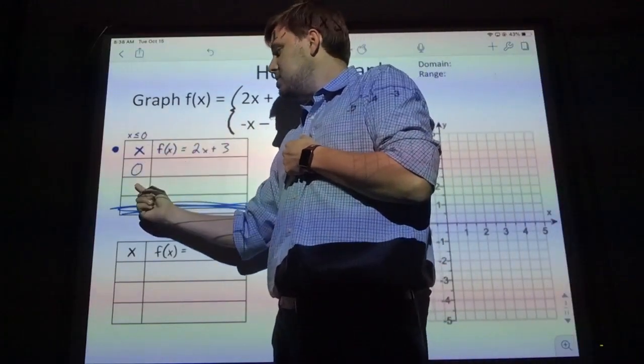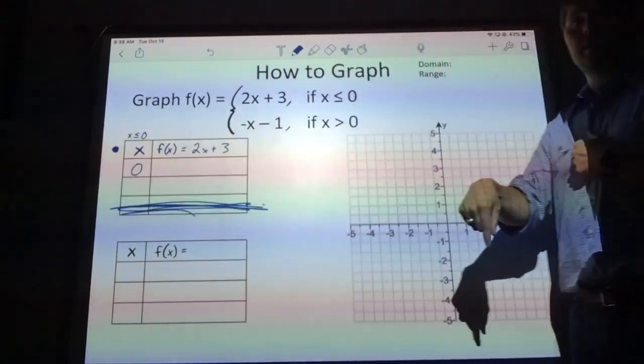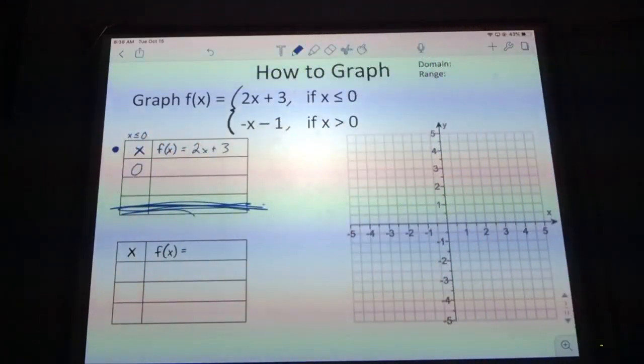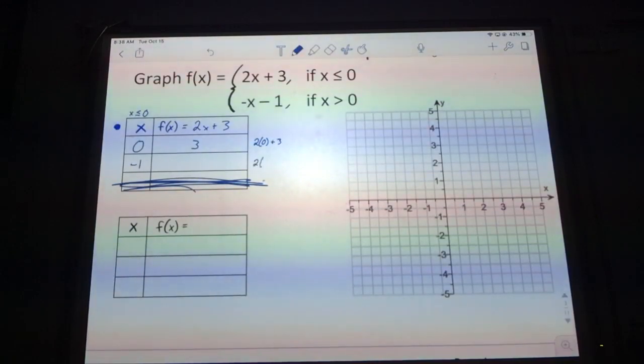So this is why we wrote this down. What am I allowed to use right here? It says x is less than 0. So I have to use a -1. I can't use anything bigger, because that's not allowed on this line. So this is a -1. Okay, so let's plug those 2 things in to figure out our points. So if I plug in a 0 on that first one, I get a 3, because it's 2 times 0 plus 3. And then 2 times -1 plus 3 is what? 1.